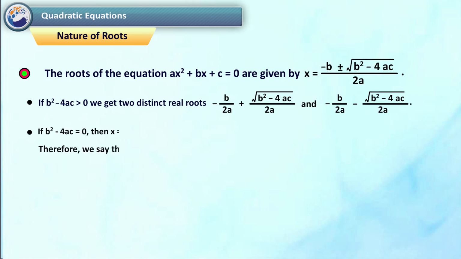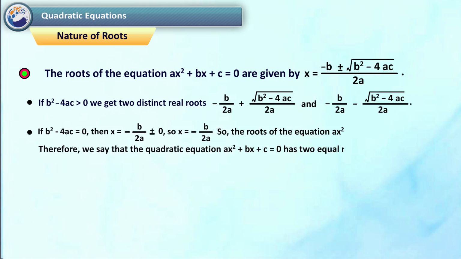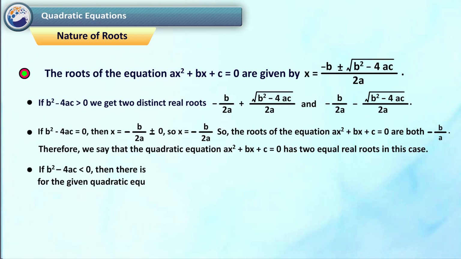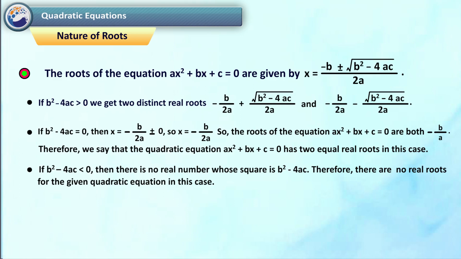If b squared minus 4ac is equal to 0, then x is equal to minus b by 2a plus or minus 0. So x is equal to minus b by 2a. So the roots of the equation ax squared plus bx plus c is equal to 0 are both minus b by 2a. Therefore, we say that the quadratic equation has two equal real roots in this case. If b squared minus 4ac is less than 0, then there is no real number whose square is b squared minus 4ac. Therefore, there are no real roots for the given quadratic equation in this case.